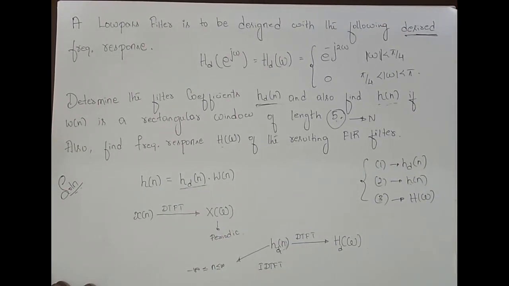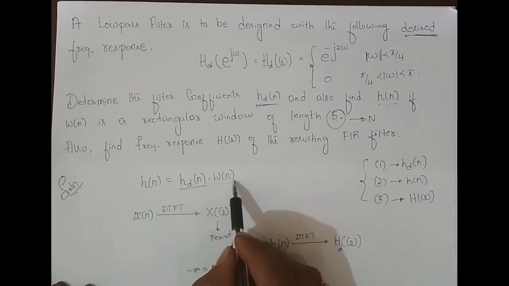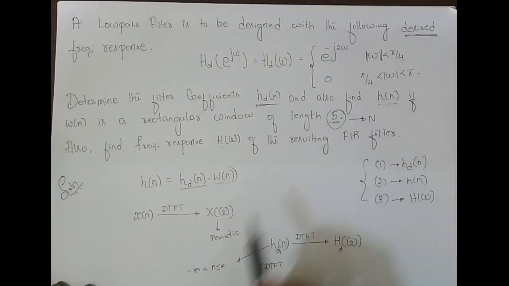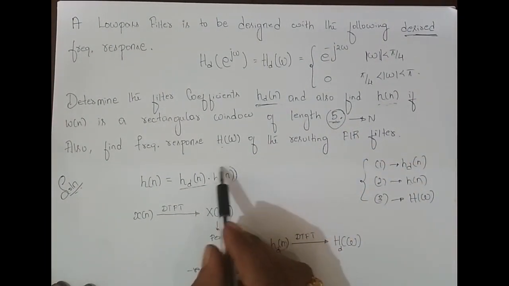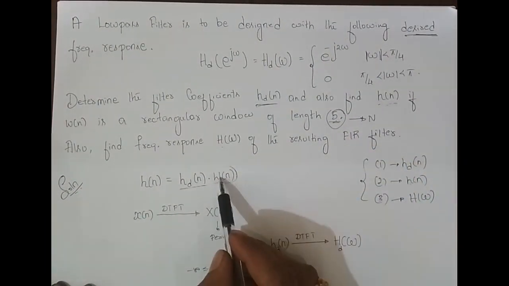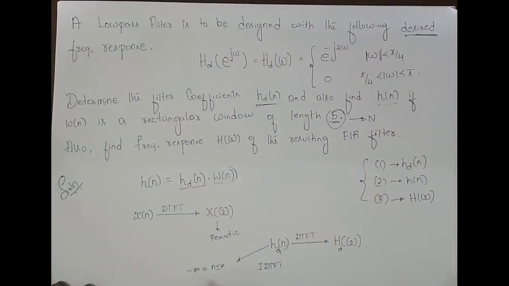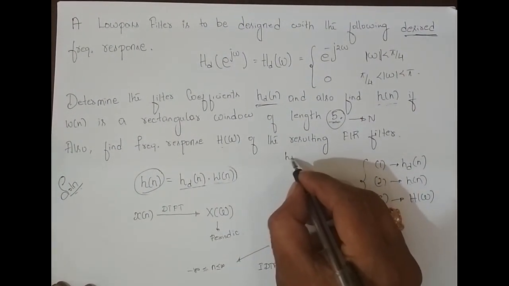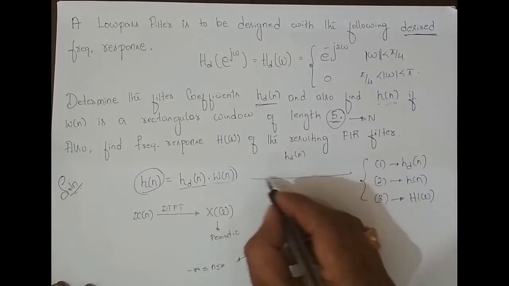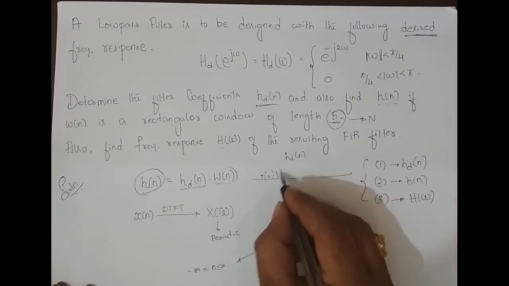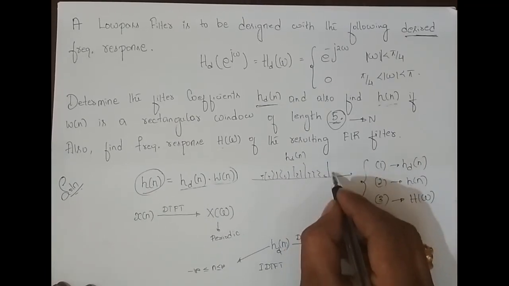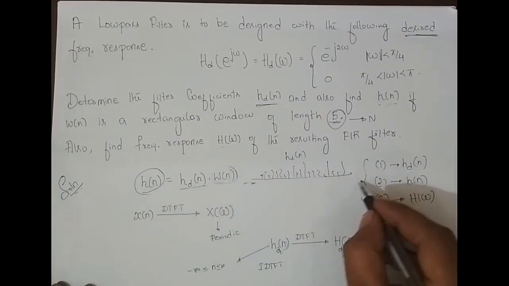which is infinite in length, with a window function which is finite in length, depending upon what order he has given. In our case it is 5. So if I multiply this window function of order length 5 with the impulse response HD of n, I end up with h of n. Let me plot it, a random sample, just to show that it is varying from minus infinity to plus infinity.